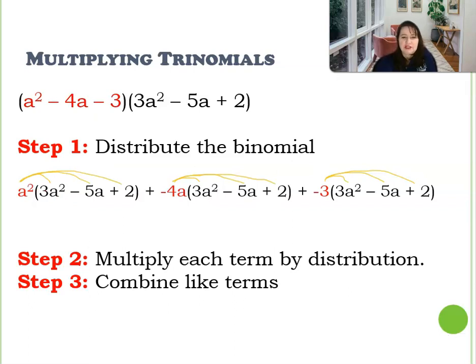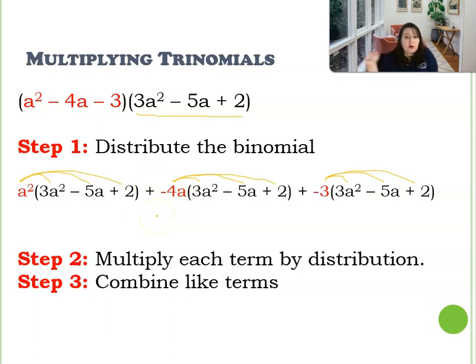So the first thing we want to do is distribute out this here, right here. What I mean by that is you notice that I made it all red, and I basically took this entire thing and put it in each of my terms. So I put it in right after a squared, I put it after negative 4a, and then after negative 3. And what I implemented this time because of the negatives is, instead of putting minus 4a, I put a plus negative 4a. This way I don't confuse it.